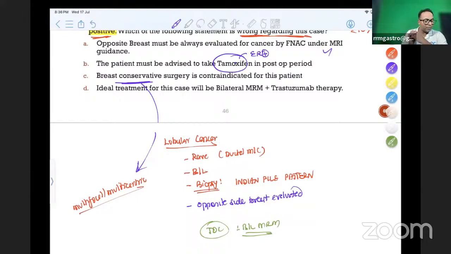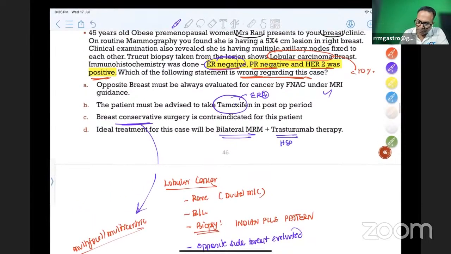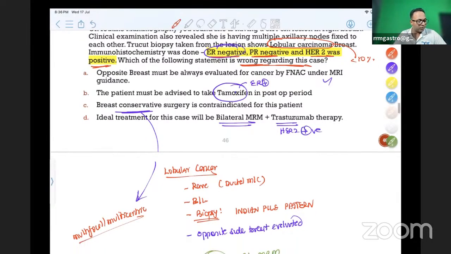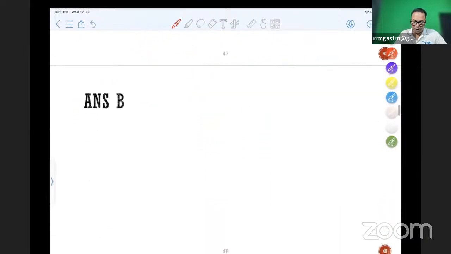So, there is no role of breast conservative surgery. Ideal treatment is bilateral MRM plus trastuzumab because the patient is a HER2 positive case. See, in breast cancer there will definitely be 1 or 2 questions. You should be thorough with the concepts of breast cancer. So, this is a very important point.